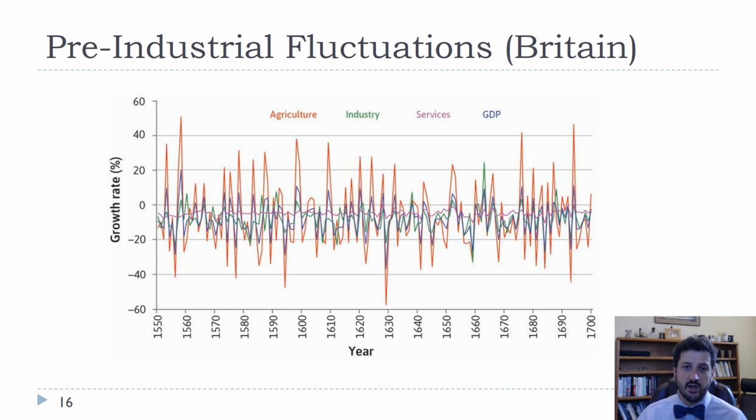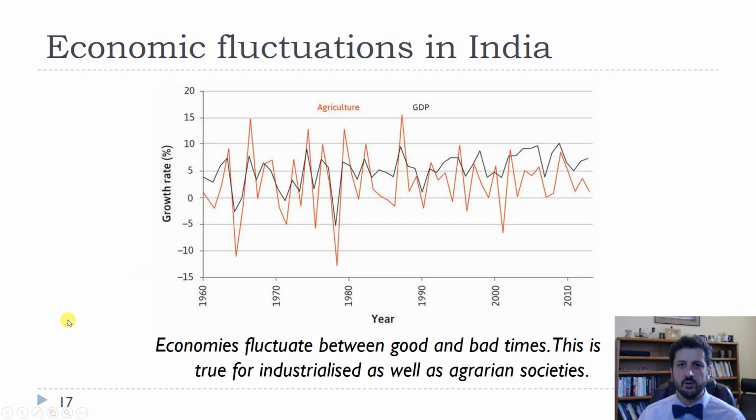If we look at India, then we can see that agricultural fluctuations are still very important, although a little bit less so than they used to be. And so India started really growing in the 80s and then early 90s, and we can see that even though agricultural fluctuations are still pretty large, they can be 10, 15%, GDP fluctuations are much lower.